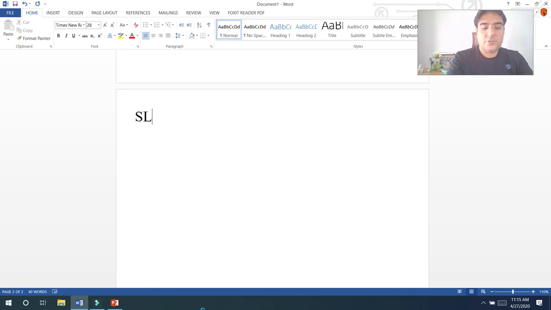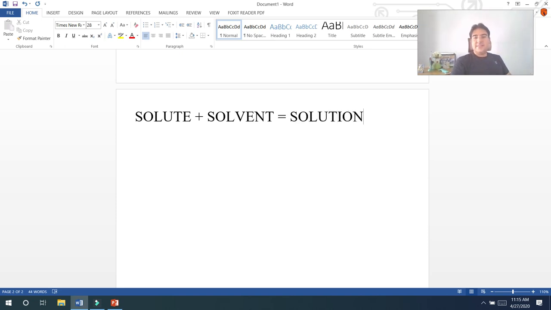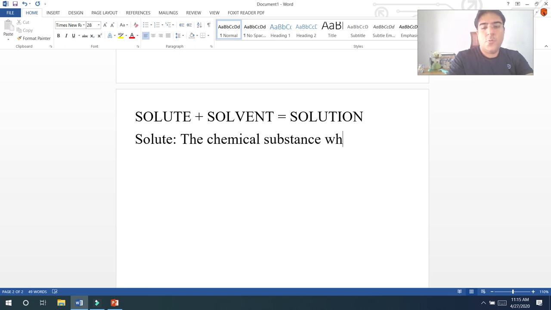So we have a solute plus solvent is equal to solution. Have you seen these terms? Solute is that chemical which is dissolved. Solvent is which dissolves, and solution is a homogeneous mixture. Okay, so what is solute? It is the chemical substance which you dissolve, like sugar in water. Sugar is solute, water is solvent.